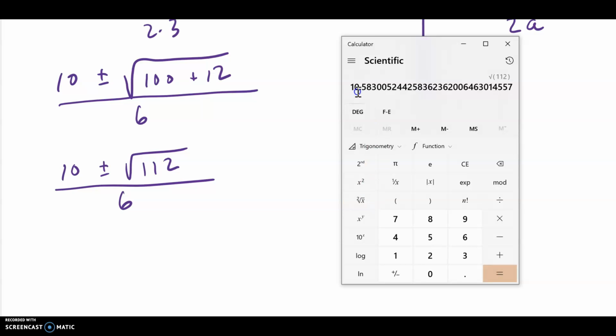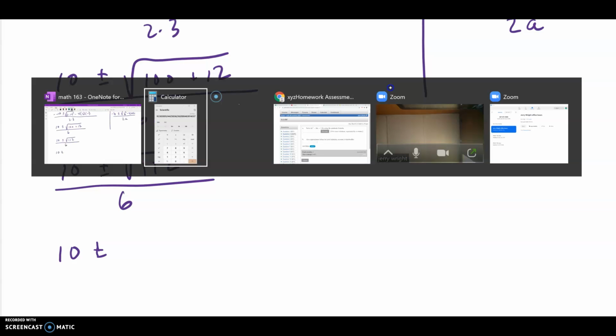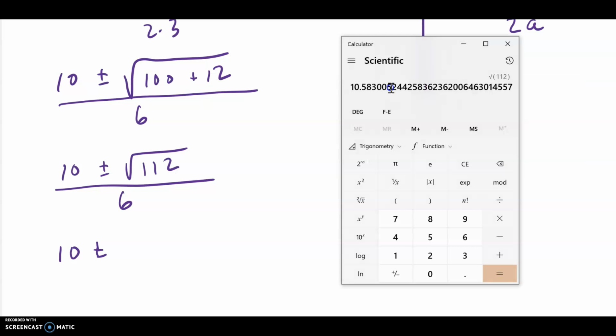Okay, so it's about 10.583005. The digits go on and on. Usually, in the question, it says round to 2 digits after the decimal point. So there's more calculations to do. So maybe 4 or 5 digits, just to be safe for now. So let's just do 10.583005. All right, so I've got 10 plus or minus, oh, I forgot already. What was it? 10.583005.